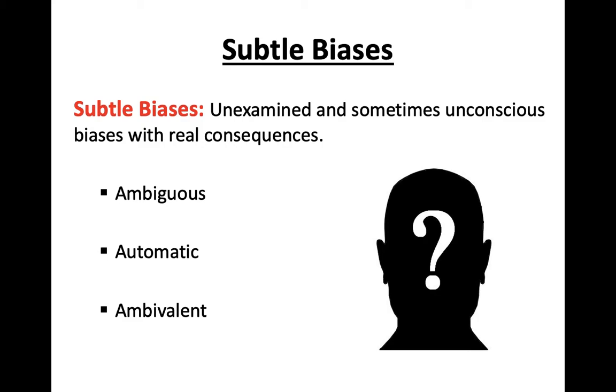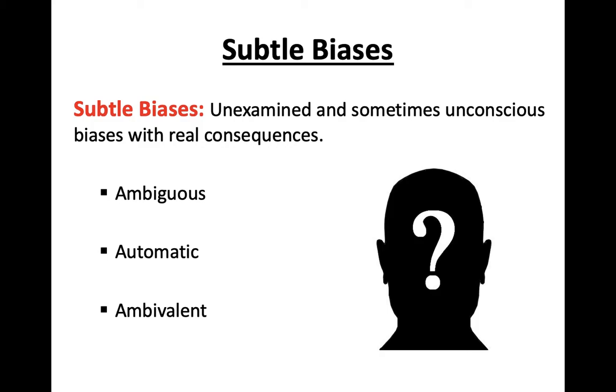All right. So thus far we've really been talking about more overt or blatant prejudice, and so now we're going to shift to what's actually more common in today's culture, which is to have subtle biases. When we talk about subtle biases, what we're referring to are unexamined and often unconscious biases that we have inside of us that have real-world consequences in terms of how people treat other people in the society that they live.